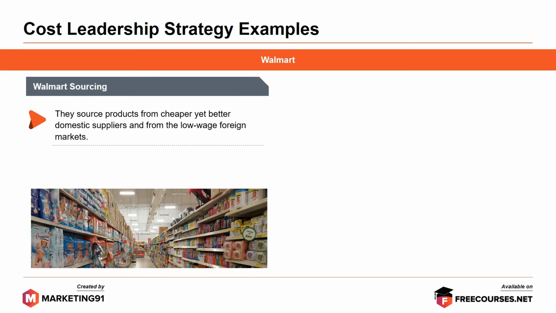One of the aspects is Walmart sourcing. They source products from cheaper yet better domestic suppliers and from the low-wage foreign markets. Therefore, the company can sell their items at low prices, profiting off thin margins but high volume.